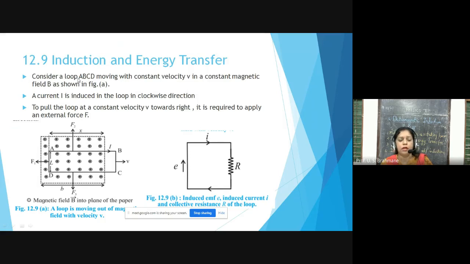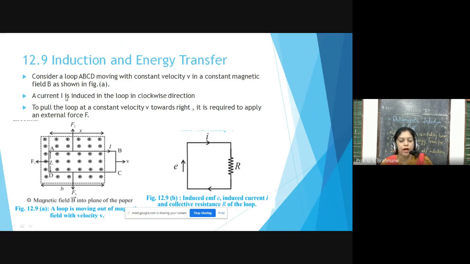Now see here, consider a loop ABCD. Here we are again going to apply Faraday's law and Lenz's law. Consider a loop ABCD moving with constant velocity V in a constant magnetic field B as shown in figure A. First it was here in the constant magnetic field, but when it is pulled out, V is the constant velocity by which it is pulled out.